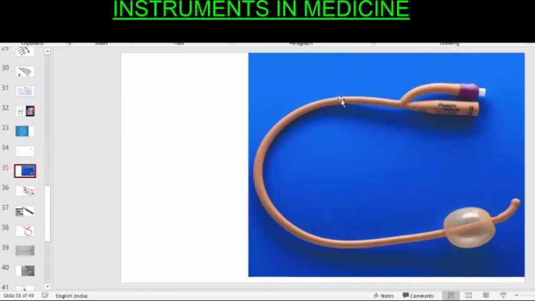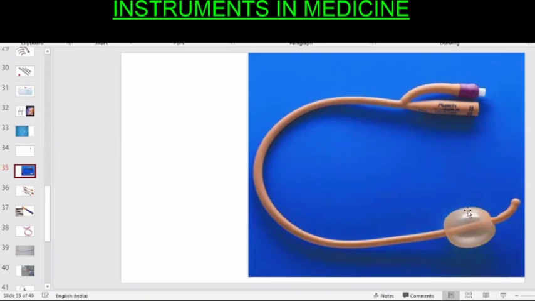Now, how will you know that the catheter is in the bladder and not in the perineal cavity? Once the urine starts to come out, it is a sure indication that it's in the bladder. Second is by doing a sonography. In sonography, you will see the balloon floating in the urinary bladder.